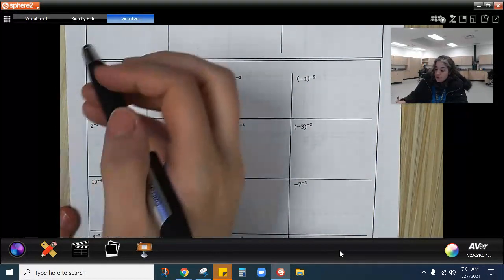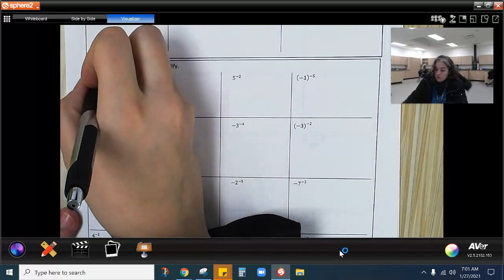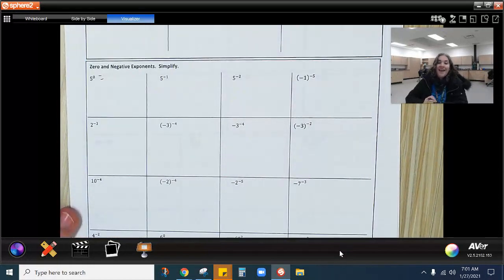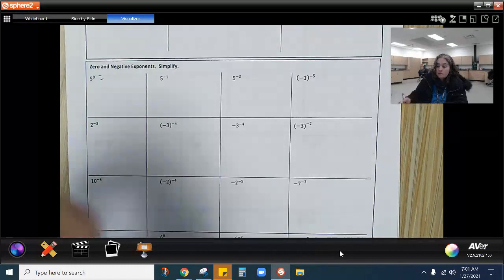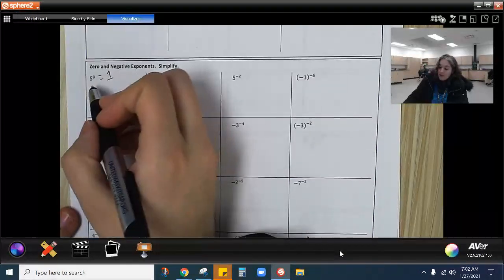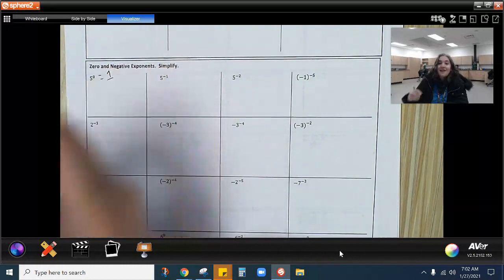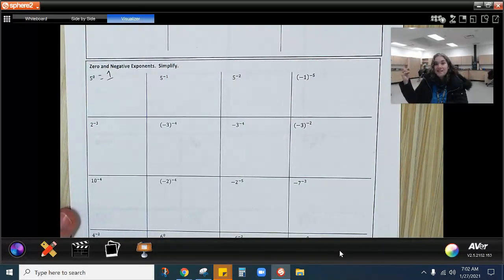Now, for our zero rule, it's a very, very simple rule. Very, very simple. Anything raised to zero equals 1. And some of you might look at me and go, wait, what? Here's what I mean. If we have 5 to the 0, let's just see how we could get an exponent that has a 0 power. How could we do that? How could we get an exponent of 0? What could we do using our power rules?